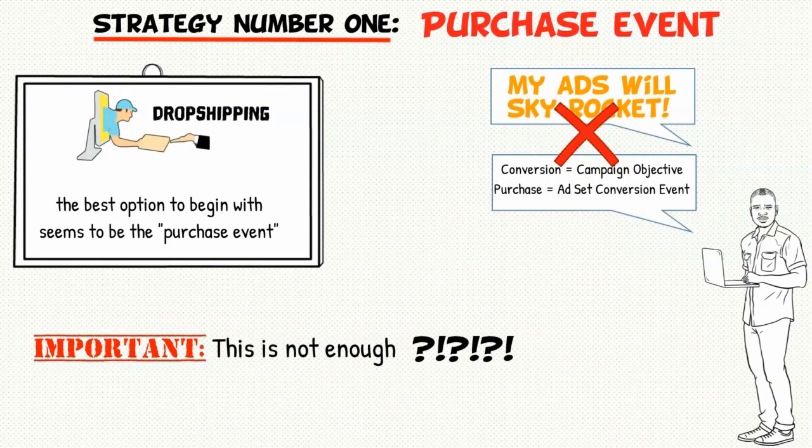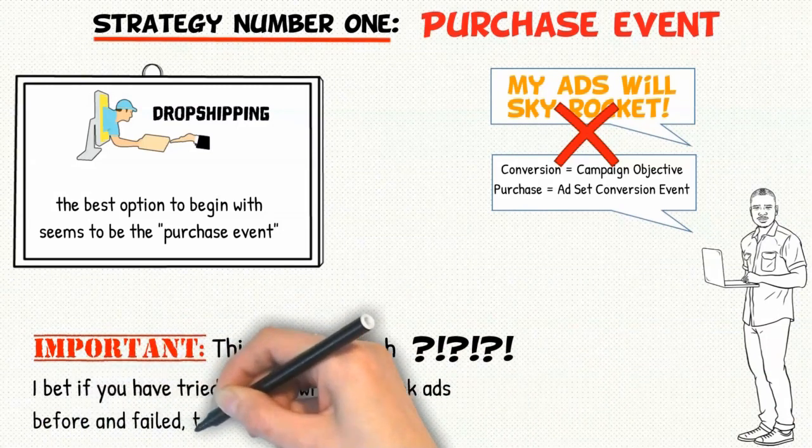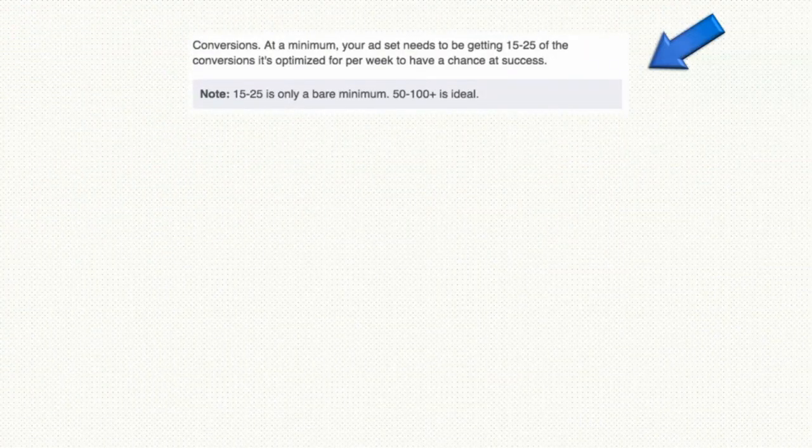There is something very important that many people are not aware of. And I bet if you have tried working with Facebook ads before and failed, this was one of the reasons. So are you curious to know what I'm talking about? Well, Facebook states clearly that at a minimum, your ad set needs to be getting 15 to 25 of the conversions it's optimized for per week to have a chance at success.